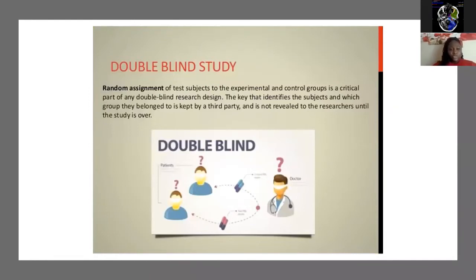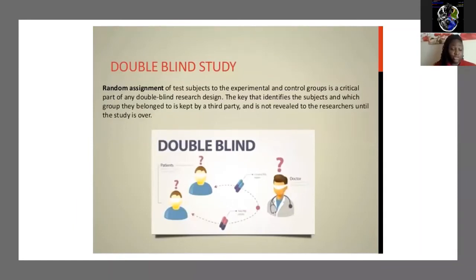So in a double blind study, there is random assignment of test subjects to the experimental and control groups. It's a very critical part of the double-blind research design. Which subjects belong to which group is kept by a third party. It is not revealed to the researchers until the study is over.